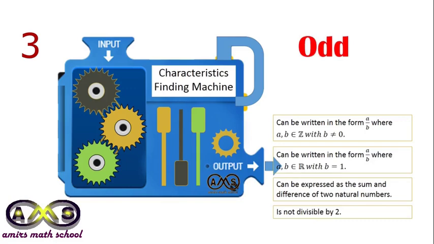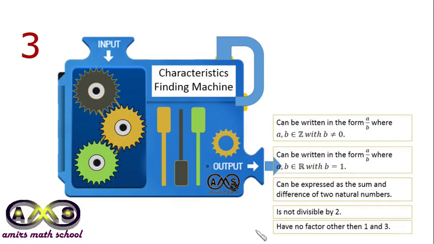With this condition, we can say that the given number is an odd number. A number which is divisible by 2 is called an even number. If not divisible, it is called an odd number. The number has no factor other than 1 and 3. With this condition, we can say that the number is a prime number. So the number 3 belongs to rational, integer, odd, and prime.